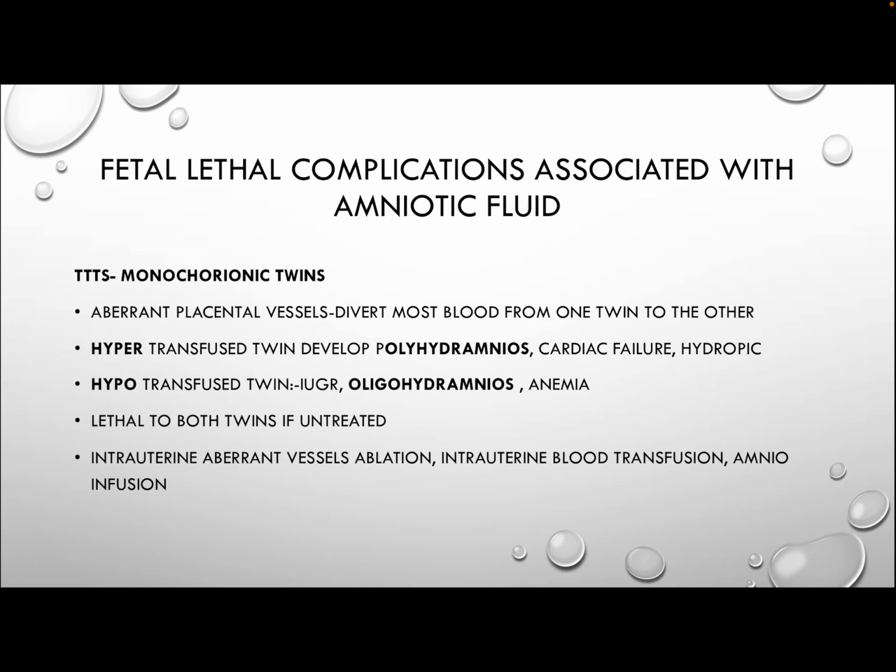The hypotransfused twin will have intrauterine growth restriction associated with oligohydramnios and anemia. The condition is lethal to both twins if left untreated. And for treatment, the management has to be done intrauterine. So surgical ablation of the aberrant cells can be done, followed by intrauterine blood transfusion of the anemic twin and amnio infusion.